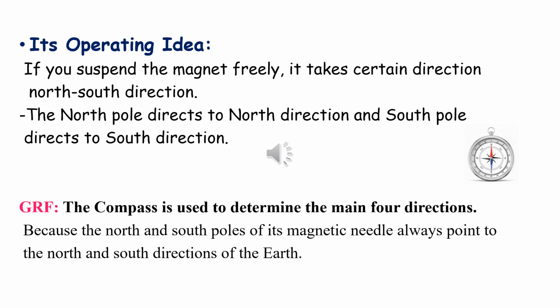We have here a give reason. The compass is used to determine the main four directions because the North Pole and the South Pole of the magnetic needle always point to north and south direction of the Earth. So we can know the main four directions of the Earth.